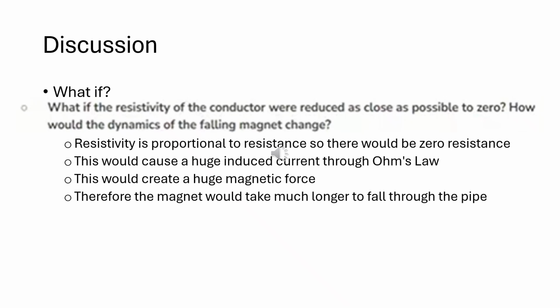If resistivity was as close as possible to zero, then because it is proportional to resistance, there would be almost zero resistance. This would cause a huge induced current because of Ohm's law. This would create a huge magnetic force, and so the magnet would take a really long time to fall through the pipe.